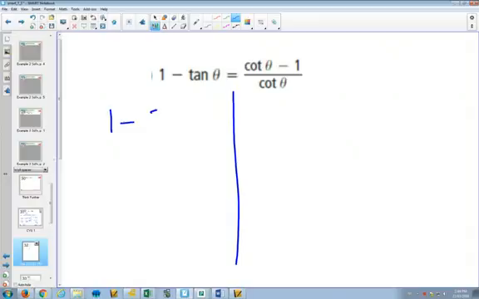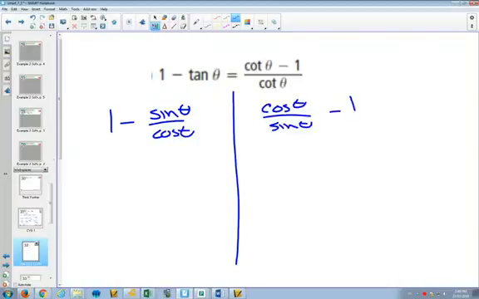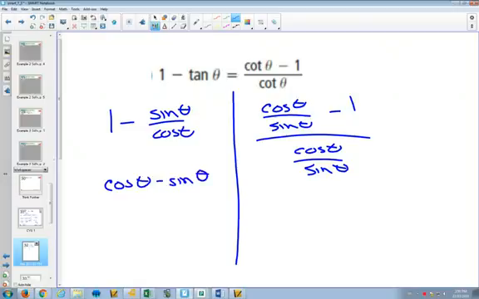So if I changed tan to sine over cos, and I changed cotangent to cos over sine, and on both sides I said I want to get a common denominator, I want to get a single fraction. How am I going to get a single fraction here? I'm going to have to multiply by cos over cos. And on the left side, my single fraction looks like this. How am I going to get a single fraction on the right side? Well, I'd have to get a fraction over a fraction first, and then multiply by the reciprocal.